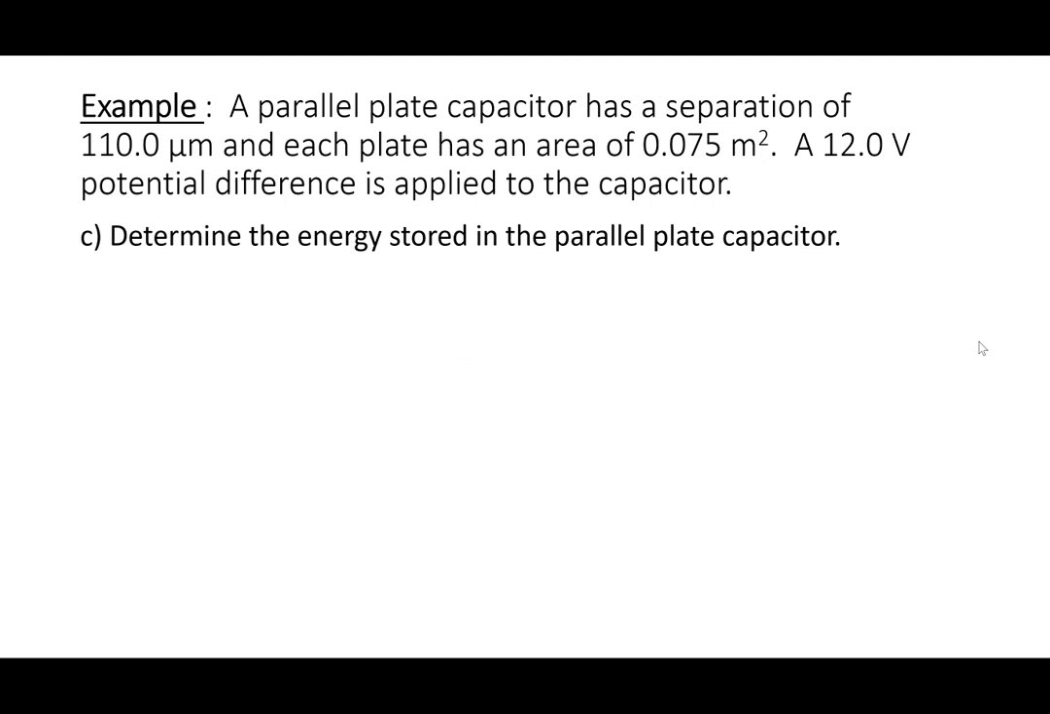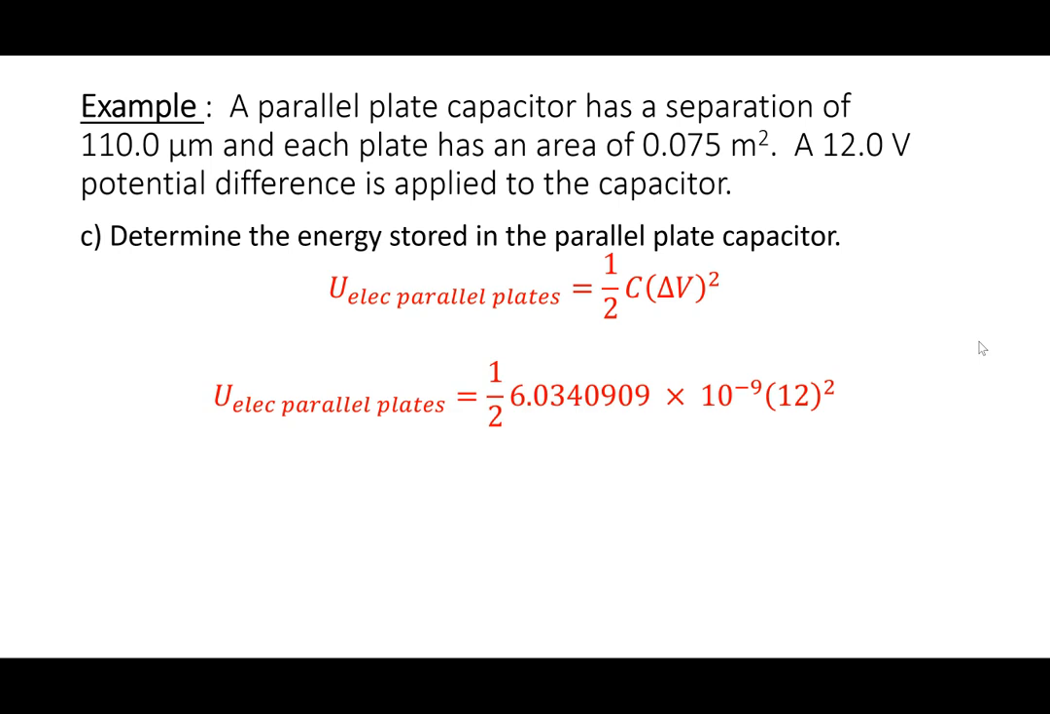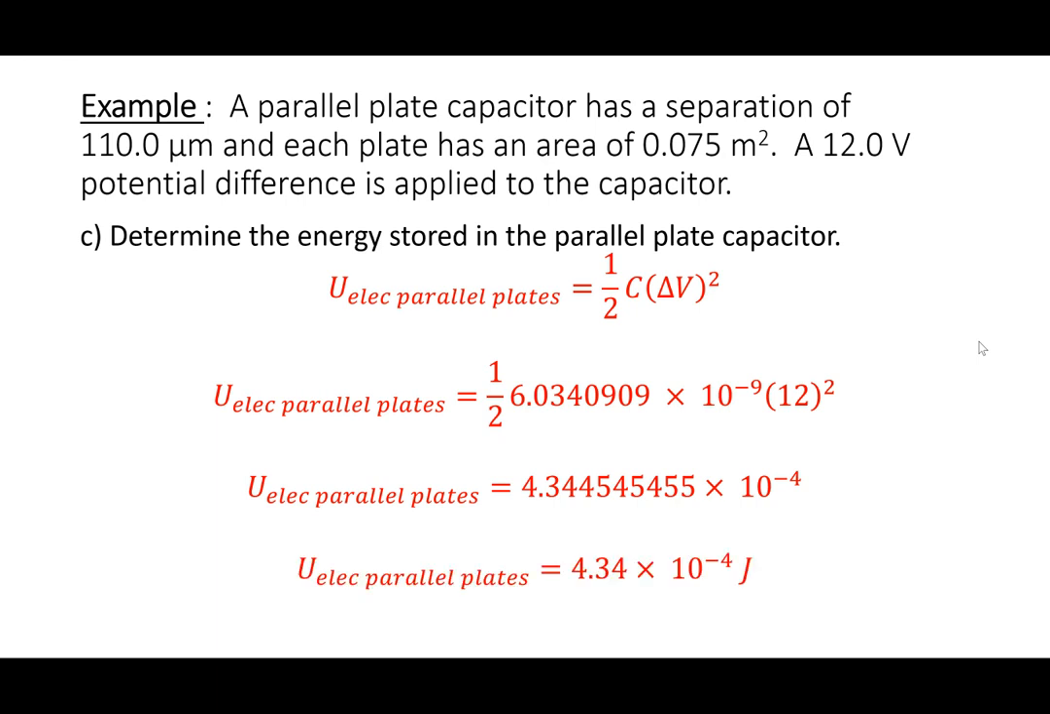And determine the energy stored in this parallel plate capacitor. Again, this is a straightforward calculation. It's just 1/2 the capacitance times the voltage squared. So 1/2 the capacitance we found in part A times 12 squared, and we get 4.344545 repeating times 10 to the negative 4th, or 4.34 times 10 to the negative 4th joules.